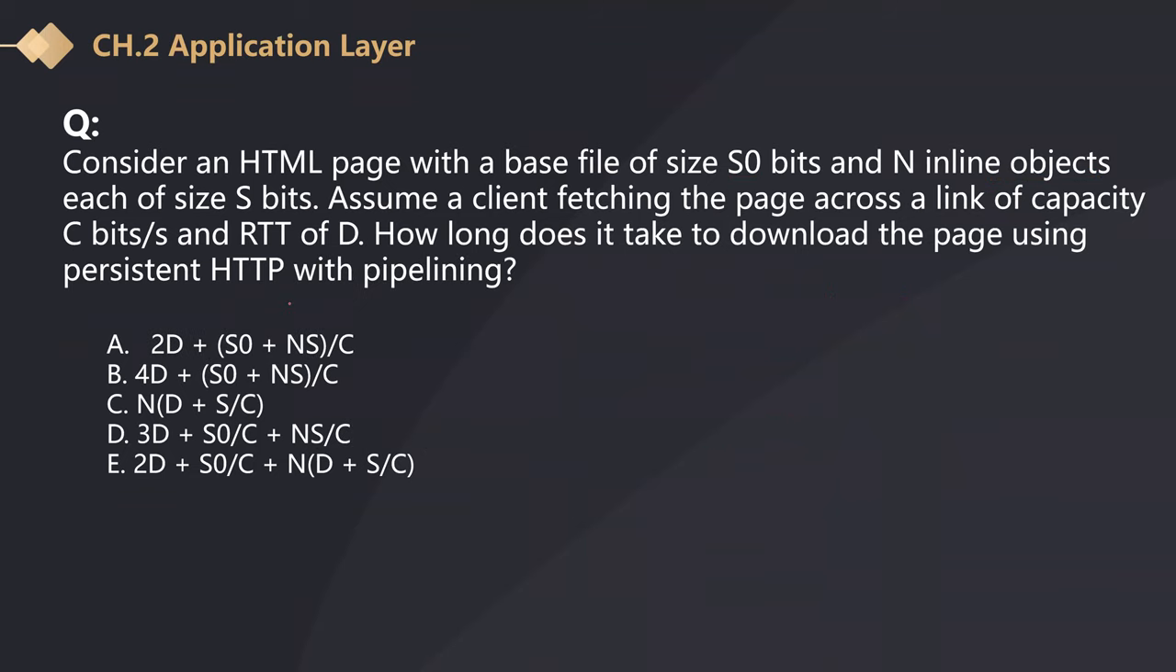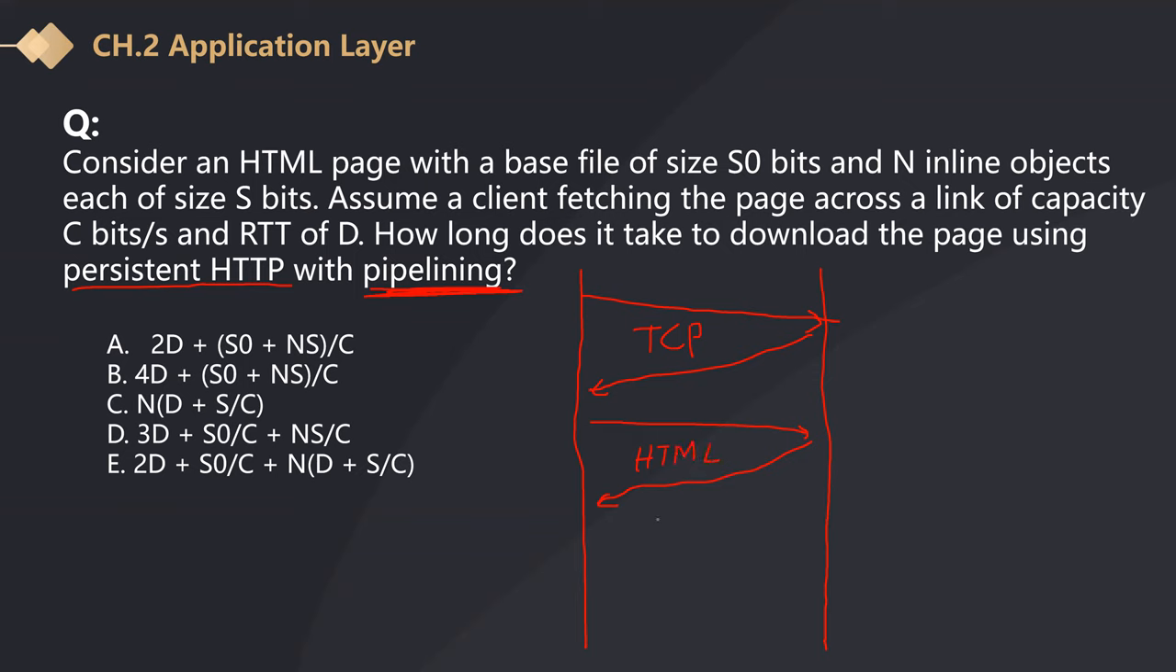Okay, go to the next one, the same scenario, but we are using persistent HTTP with pipelining. So what does pipelining mean? If you still remember, we'll be able to send a lot of requests at the same time, right? So phase one will be the same. We send the TCP connection request and get back to build the TCP. And then we can request the web page, so we call it HTML. We are requesting the HTML.